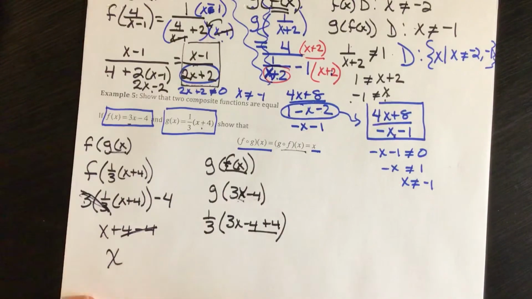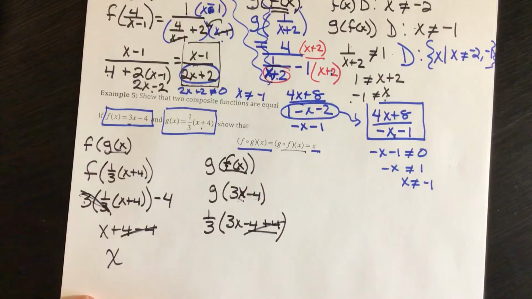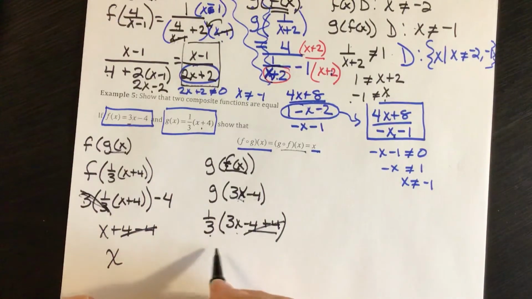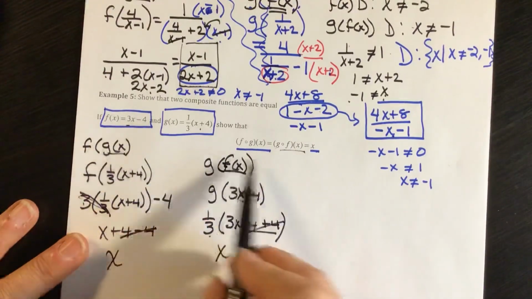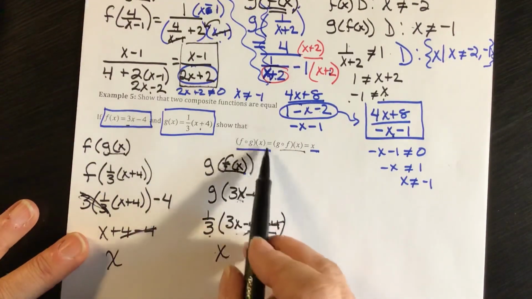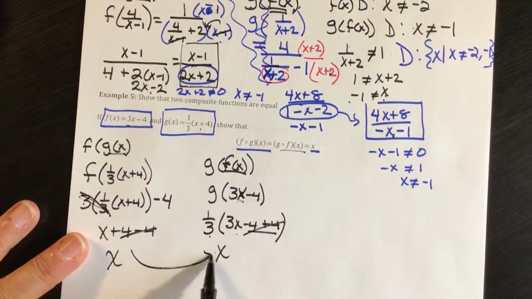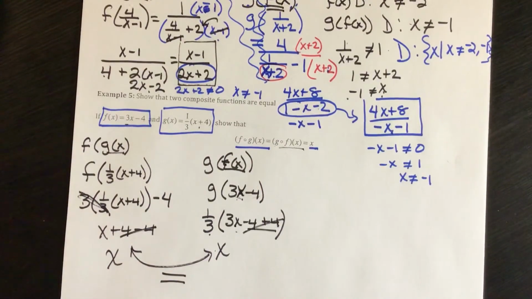So inside the parentheses, I have minus 4 plus 4. Those cancel, that's 0. And then 1/3 of 3x is just x. So we're just showing that these two composite functions are the same, and when they're the same, they are equal.